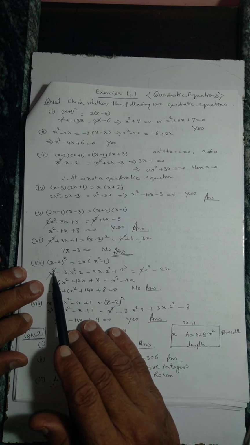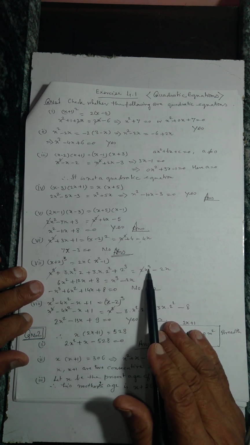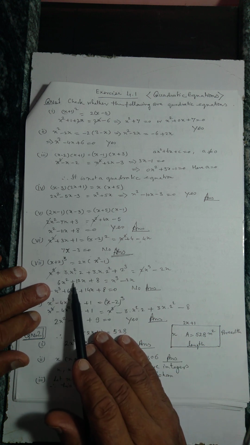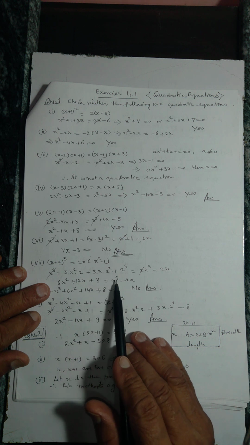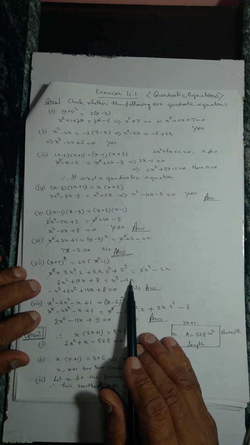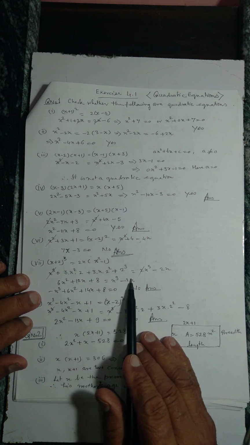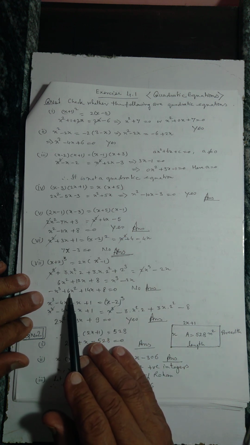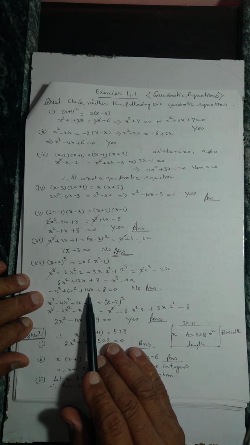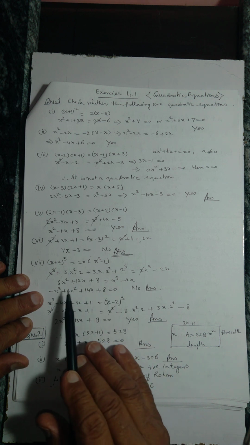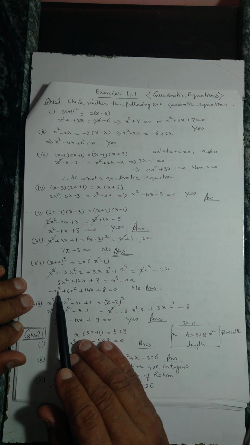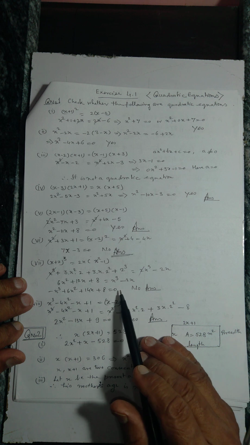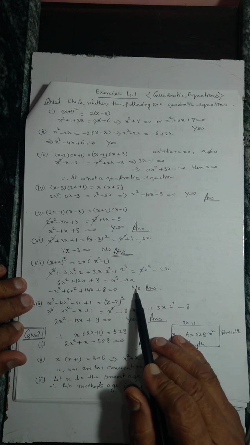So 1x cube will be cancelled. Now we are left with 6x square plus 12x plus 8 equal to x cube minus 2x. Transpose all terms to the left hand side, you will get minus x cube plus 6x square plus 14x plus 8 equal to 0. Here the degree of the equation is 3. Therefore, it is not a quadratic equation.